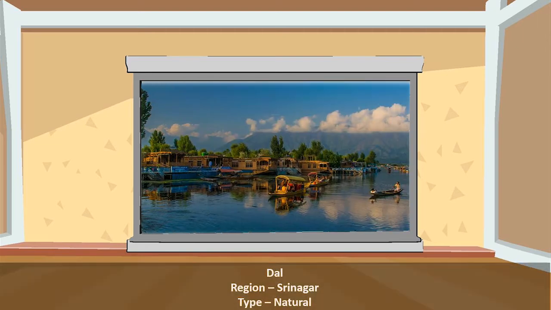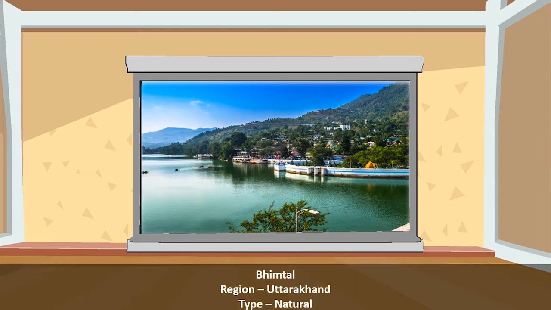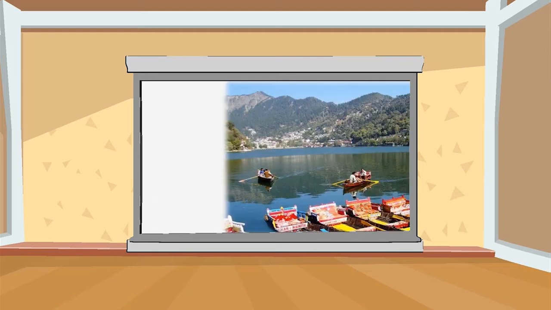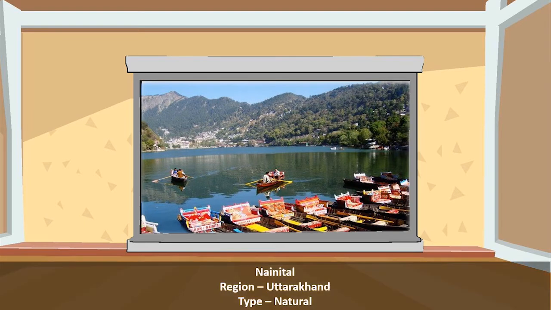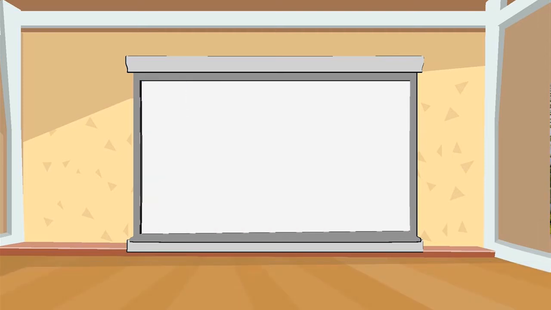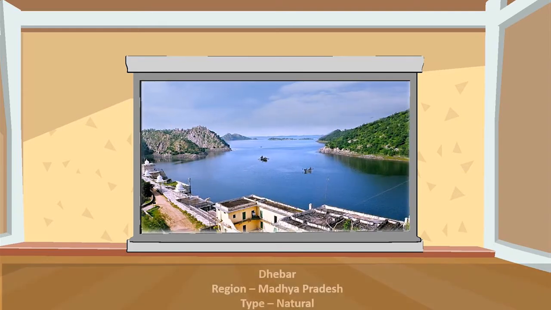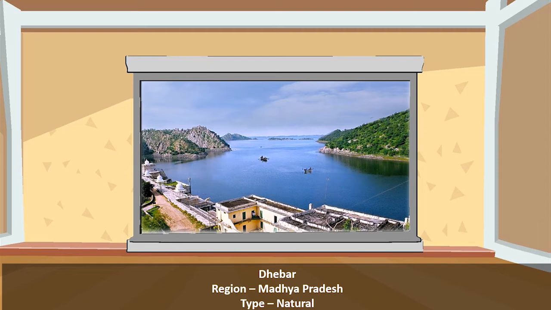Freshwater lakes. Lake Bular, region Jammu, type natural. Dal, region Srinagar, type natural. Bhimtal, region Uttarakhand, type natural. Nainital, region Uttarakhand, type natural. Loktak, region Manipur, type natural.